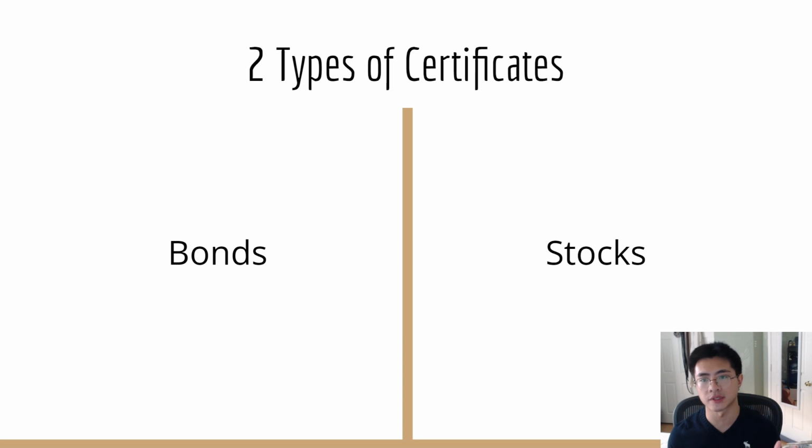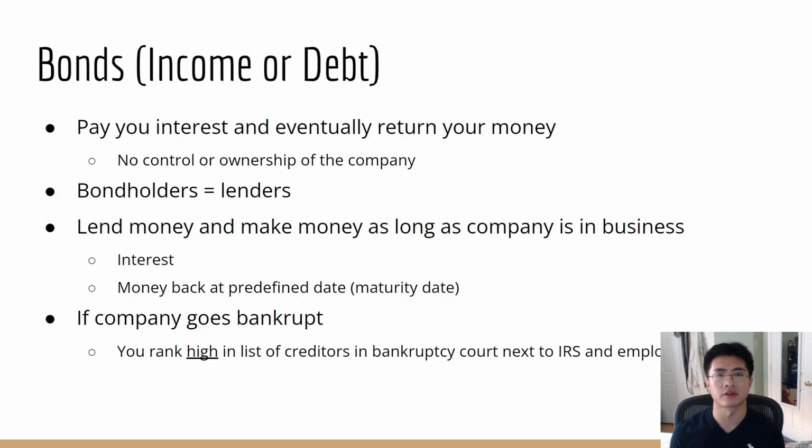Now there are two types of certificates, bonds and stocks. And we'll get into the differences between the two. So starting off with bonds, they're also known as income or debt. And bonds pay you interest and eventually return your money, your principal. However, with bonds, you have no control or ownership of the company. So in this case, bondholders are lenders essentially, right?